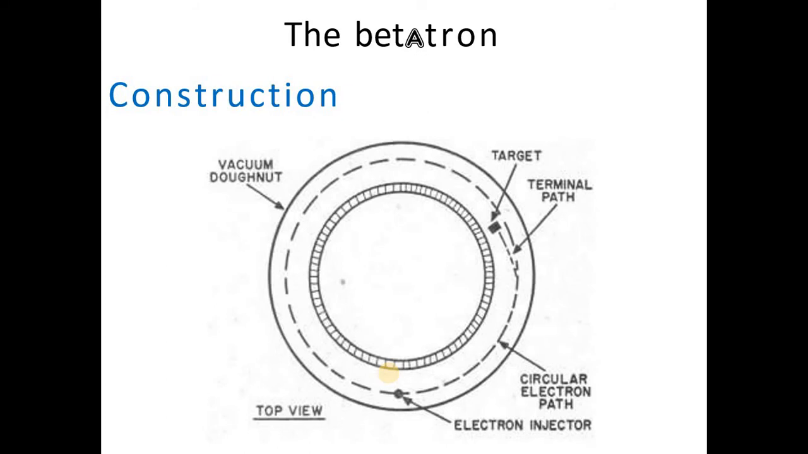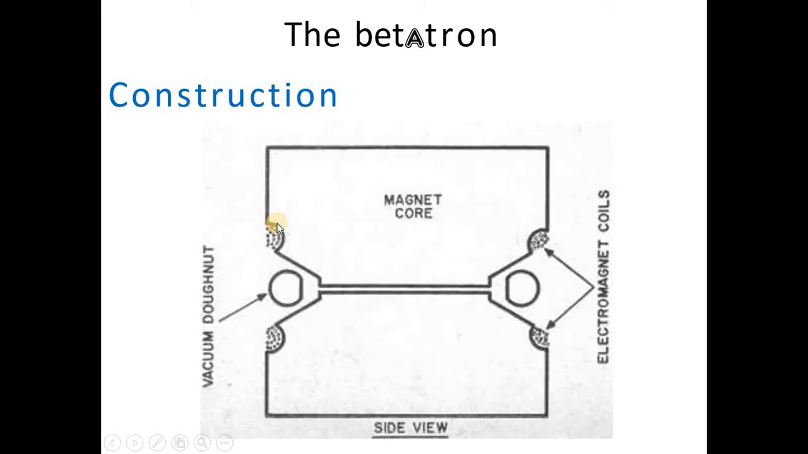Construction of betatron. It's a top view of the betatron. We have an electron injector, the circular electron paths, the terminal path, target and vacuum donut. And the side view of the betatron shows the magnetic core and the electromagnetic coils. Here is the vacuum donut.